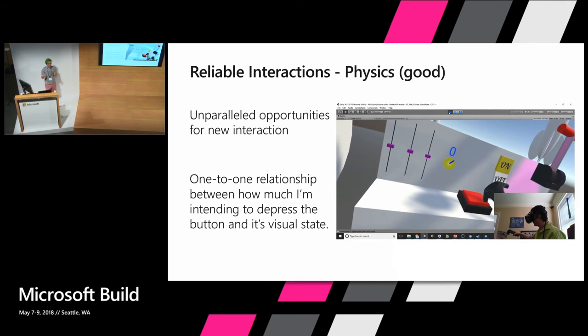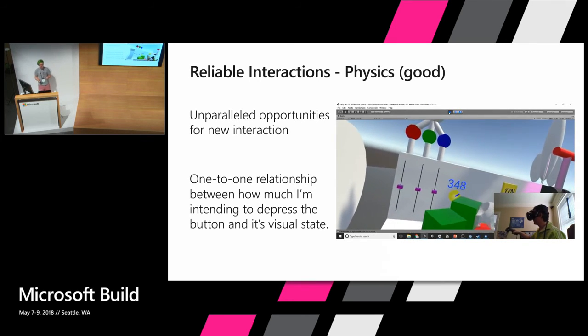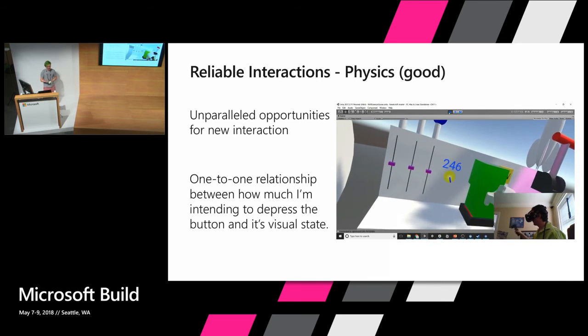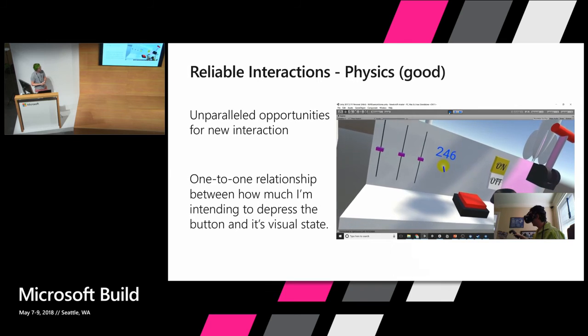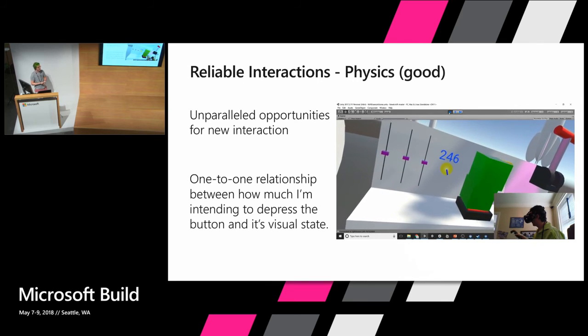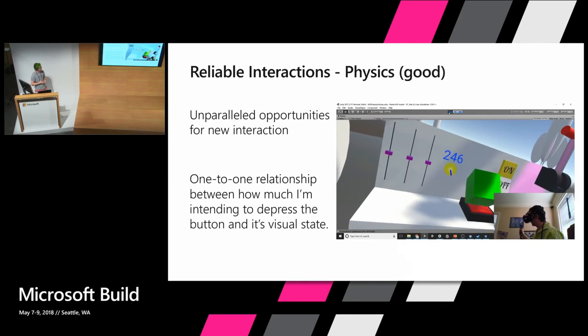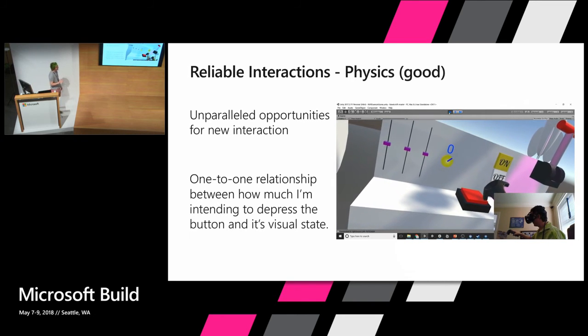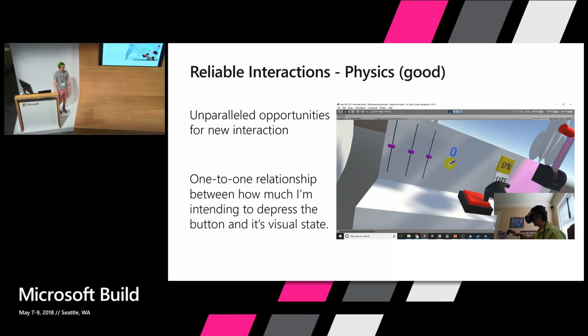Buttons in phone, web, and desktop interfaces are generally binary things. They're either on or off. You designate that with a click or a tap. But we're seeing a world in 90 frames a second in our headsets, ideally. So what I want is a one-to-one relationship between how much I'm intending to press a button and its visual state.